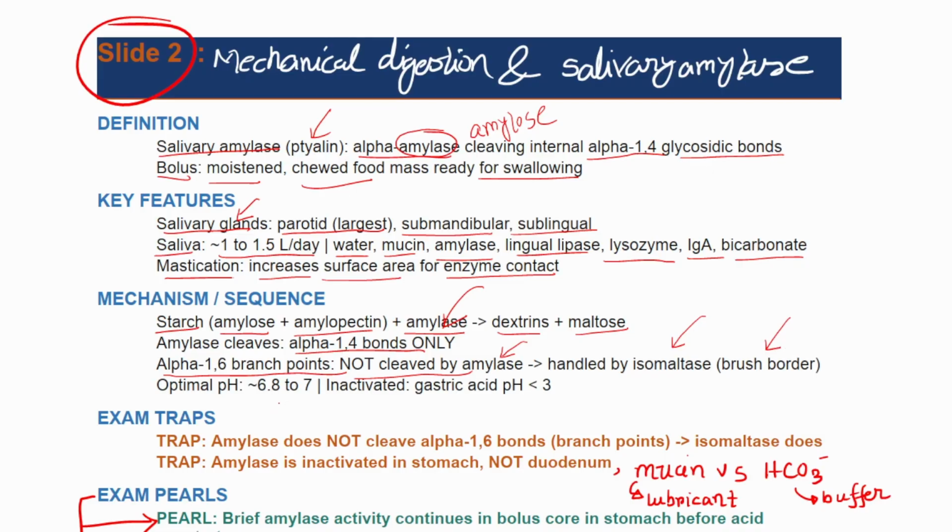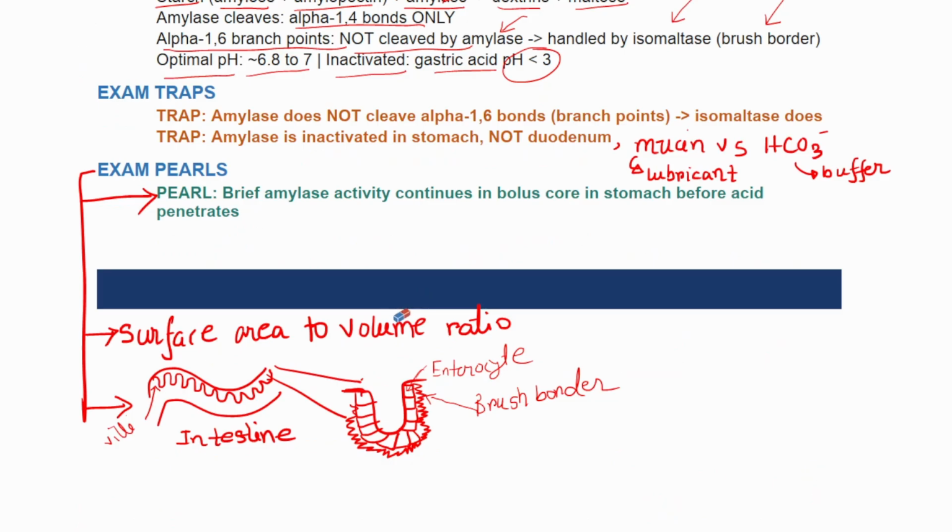And the operational sequence requires an optimal pH of 6.8 to 7, and the enzyme is completely inactivated once it encounters a gastric acid pH which is less than 3. Now we will move to the high-yield exam traps, and you need to master these critical testing pitfalls to secure your score. Examiners frequently try to trick students by stating that salivary amylase can fully digest all components of starch.